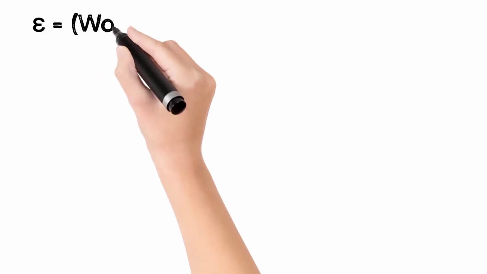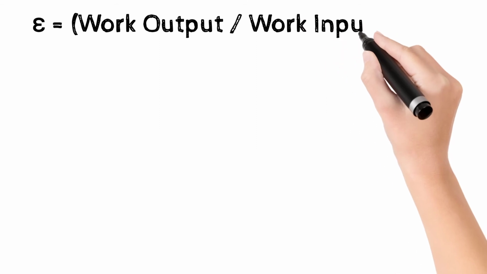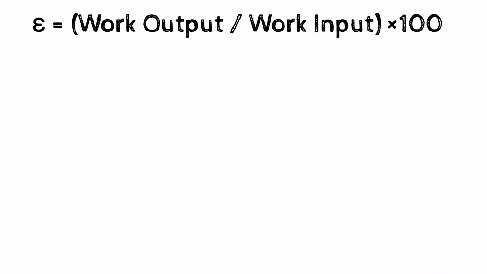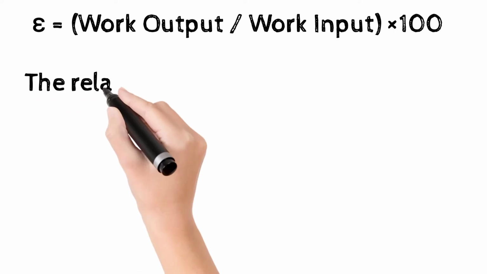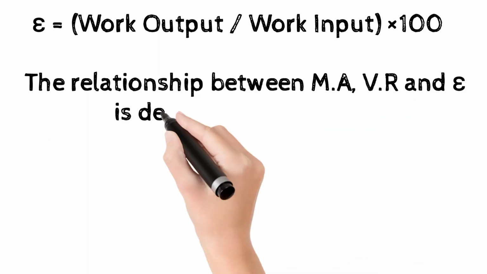Efficiency is the third one. Efficiency is defined as the ratio of useful work done by a machine to useful work that we put into the machine, which simply means work output over work input multiplied by 100. We use 100 because for a machine with its efficiency, it is always in 100%.